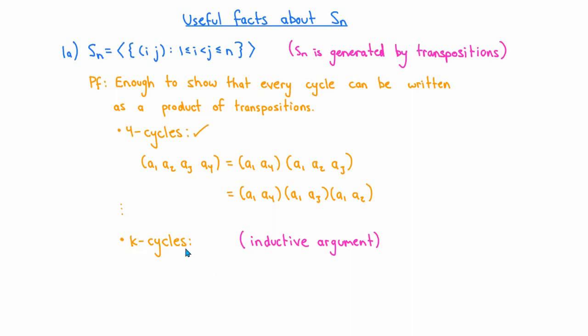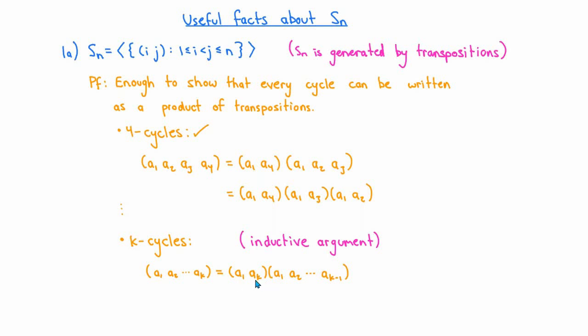Continuing in this way, we can show by an inductive argument how to write any k cycle for k bigger than or equal to 3 as a product of transpositions. And the starting point is to take a k cycle (A1 ... Ak) and write it as a product of a transposition which interchanges A1 and Ak, followed by a k-1 cycle (A1 ... Ak-1). Now once again, it's pretty easy to see that this product of cycles is equal to the k cycle on the left.